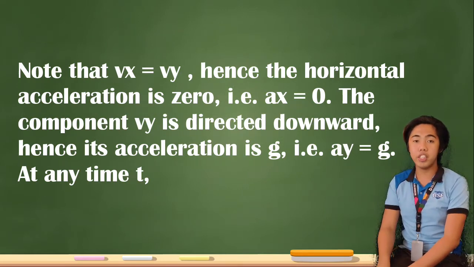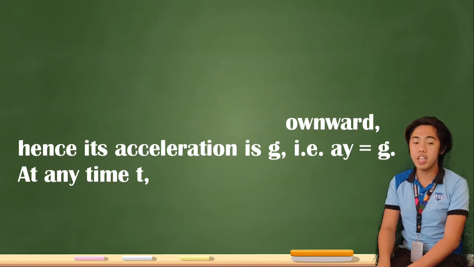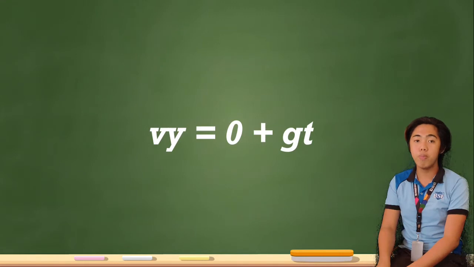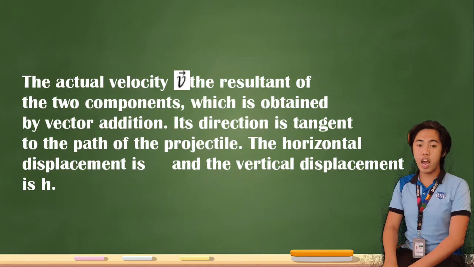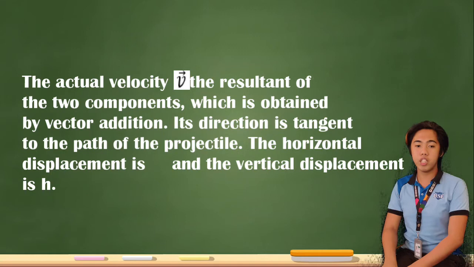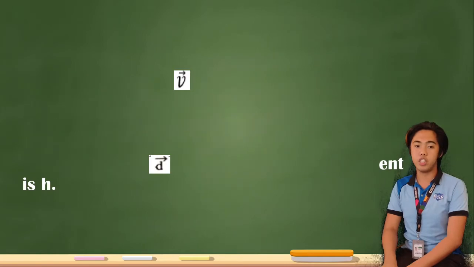The component Vy is directed downward, hence its acceleration is the value of gravity. For example, ay is equal to g at any time. Hence, Vy is equal to 0 plus acceleration due to gravity times time. The actual velocity, or v with an arrow on top, is the resultant of the two components, which is obtained by vector addition. Its direction is tangent to the path of the projectile. The horizontal displacement is signified with x with an arrow on top, and the vertical displacement is h.